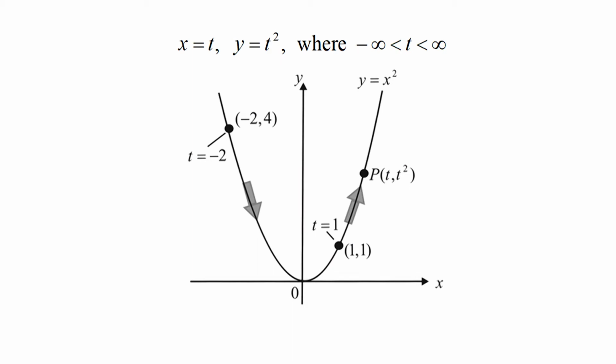Suppose a particle moves along the parabola. As t increases from negative infinity to plus infinity, the particle comes down the left hand side, passes through the origin and moves up the right hand side. So, the particle moves along the entire portion of the parabola y = x².